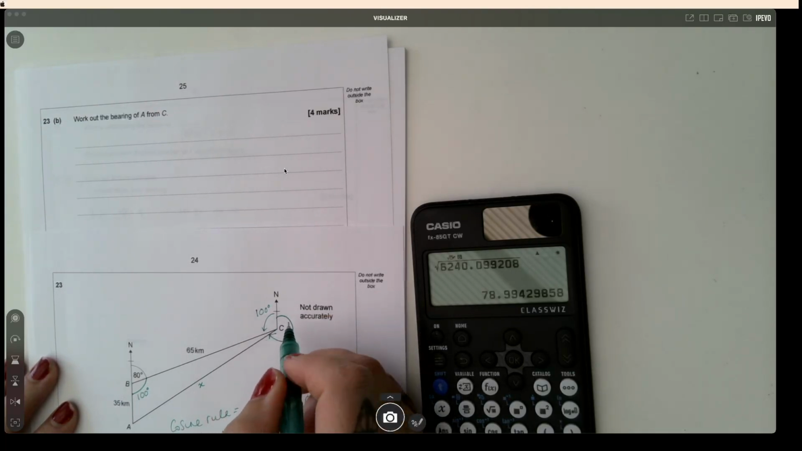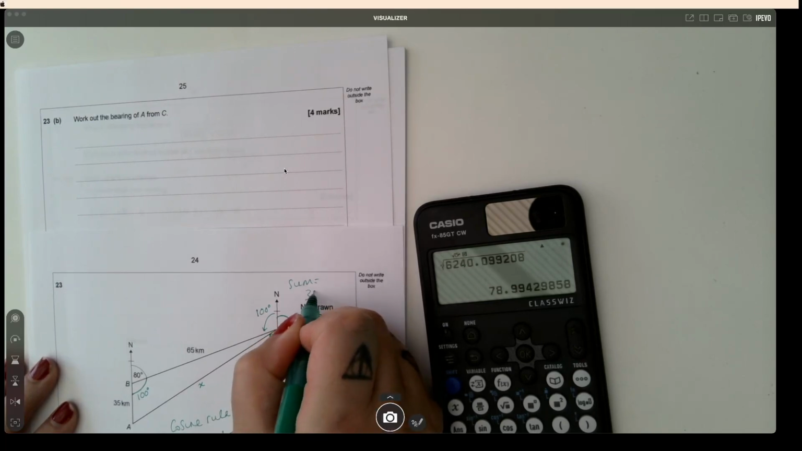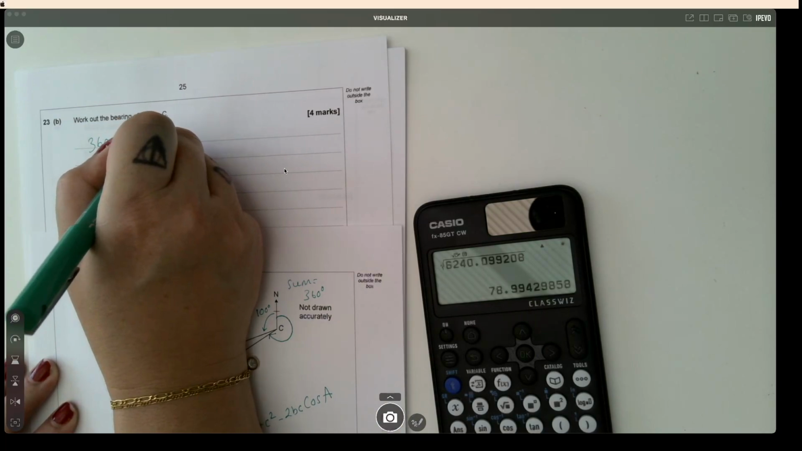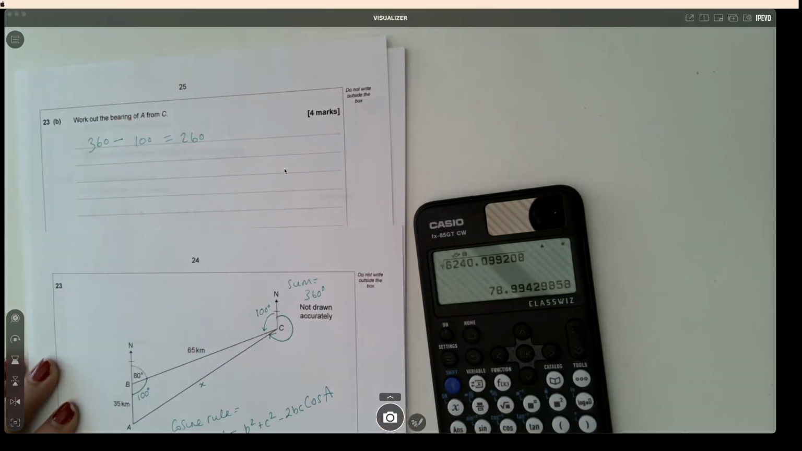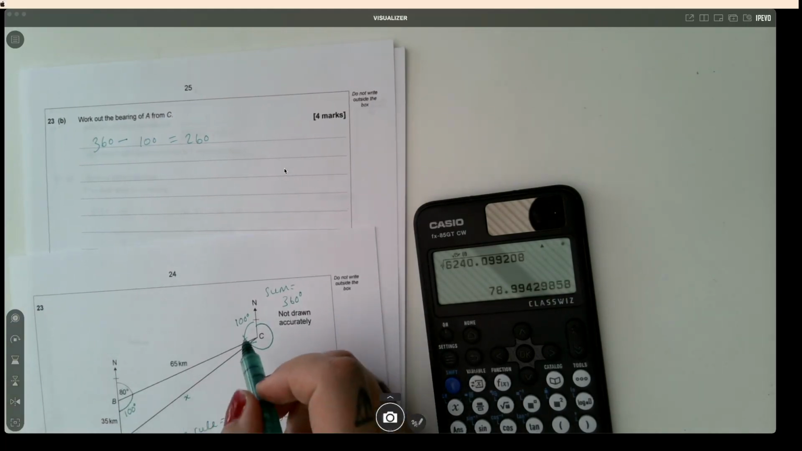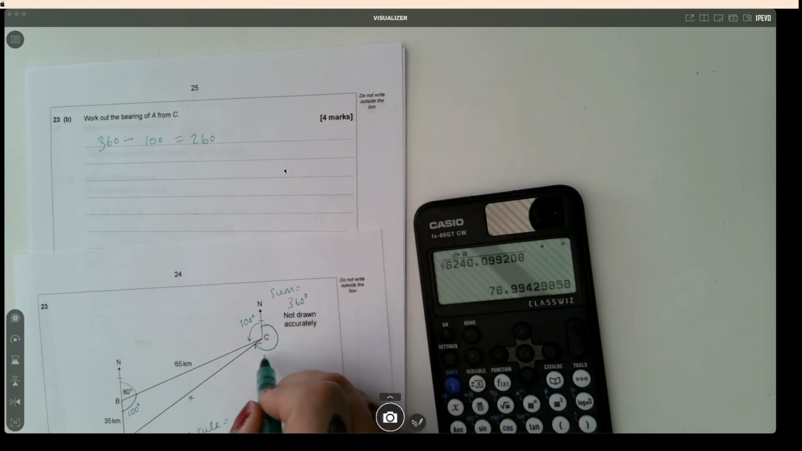Angles around a point sum to 360. So we're going to do 360 subtract 100, which is 260. And that is the bearing of A from C.